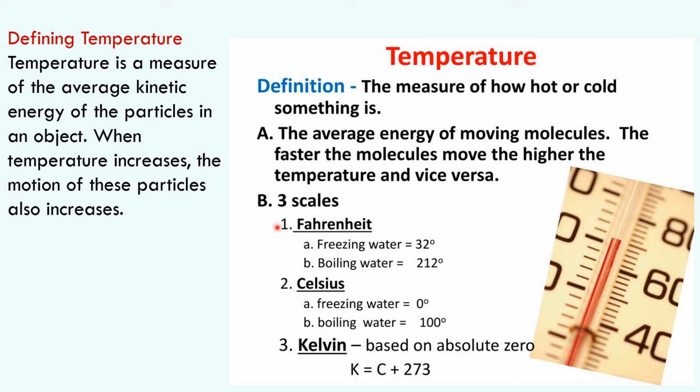You can measure temperature in three scales: Fahrenheit, Celsius and Kelvin. The freezing point of water on the Fahrenheit scale is 32 degrees, and the boiling point is 212 degrees. On the Celsius scale, the freezing point of water is 0 degrees and the boiling point is 100 degrees. Then Kelvin starts at absolute zero. Kelvin equals C plus 273. If you want to convert temperature from the Celsius scale to the Kelvin scale, you have to add 273, then you can convert easily. This I will explain in detail in the next slide.